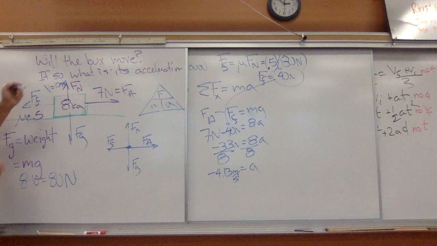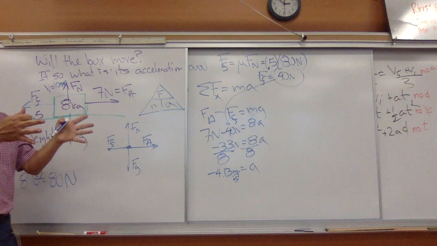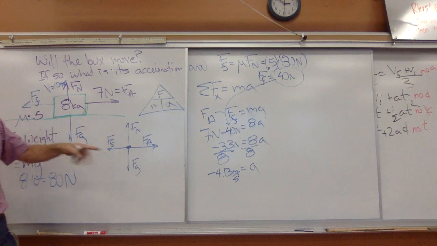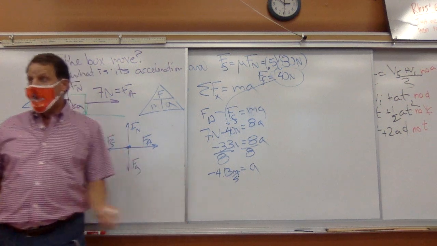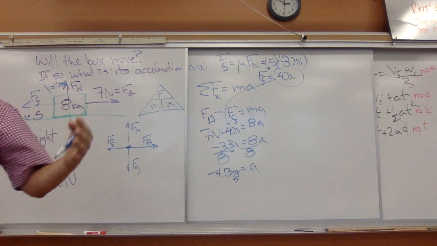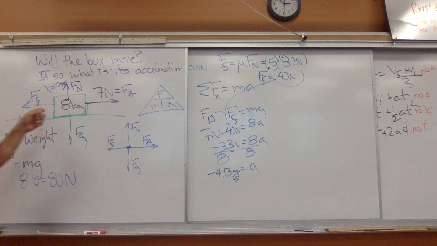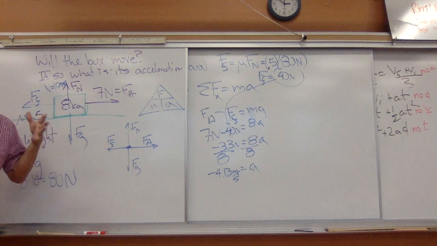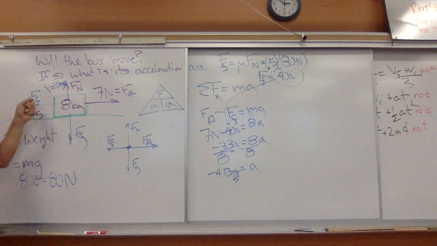Now, you guys, if this was already moving, if it was already moving at 10 meters per second, then this value of negative 4.13 would be the acceleration, because it was already moving. And that frictional force would be slowing it down. All right, so that's kind of a trick question. If it's not moving and we want it to move, our applied force has to be greater than our frictional force. And in this case, it wasn't.